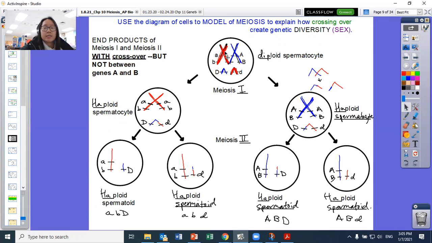So we'll just take any orientation. We're not talking about independent assortment for now, but just any orientation right now. And that just happens to be this one. And we're going to do a crossing over event in the D gene area. And that means that the blue and the red are going to swap this chunk that contains the gene on the chromatid that is next to each other.